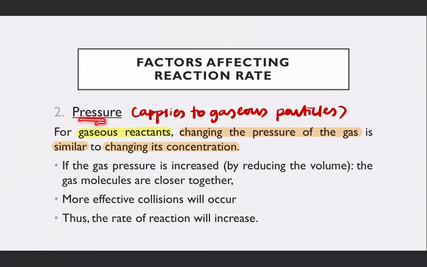Next is pressure. This applies to gaseous particles. Changing the pressure of your gas is similar to changing its concentration. Okay, why is that so? Because if the gas pressure is increased, which is done by reducing the volume, the gas molecules will be closer together. When they are closer together, they will more likely collide with each other because they are in a more compact space. So more effective collisions will occur and the rate of reaction will also increase.